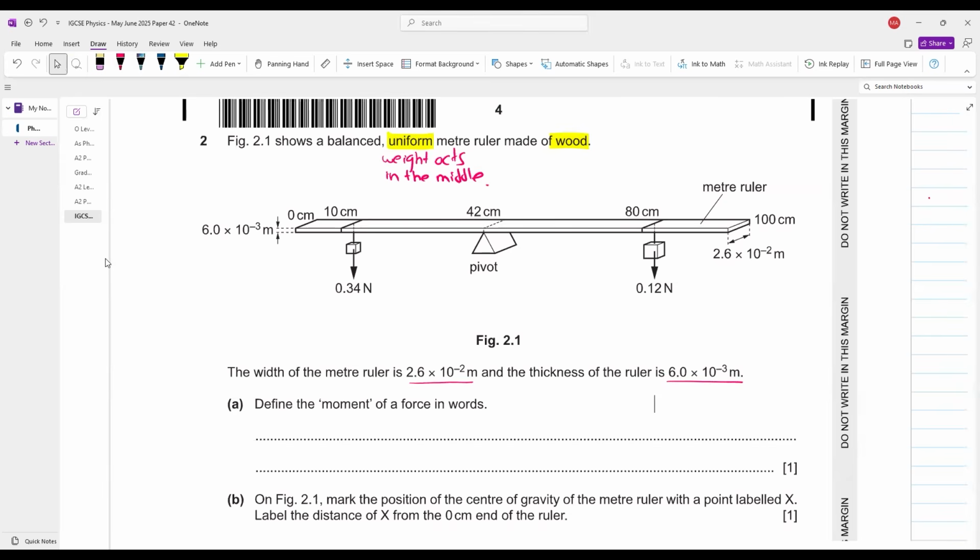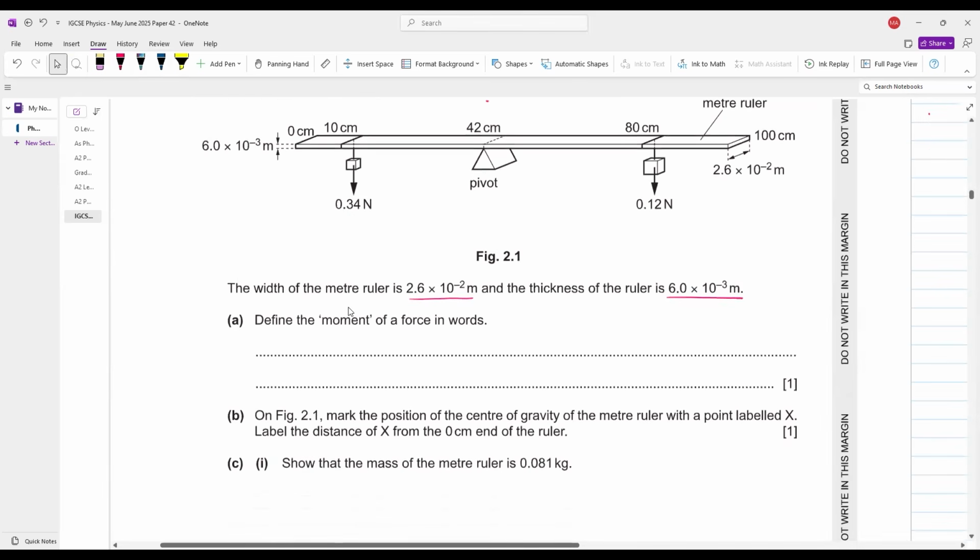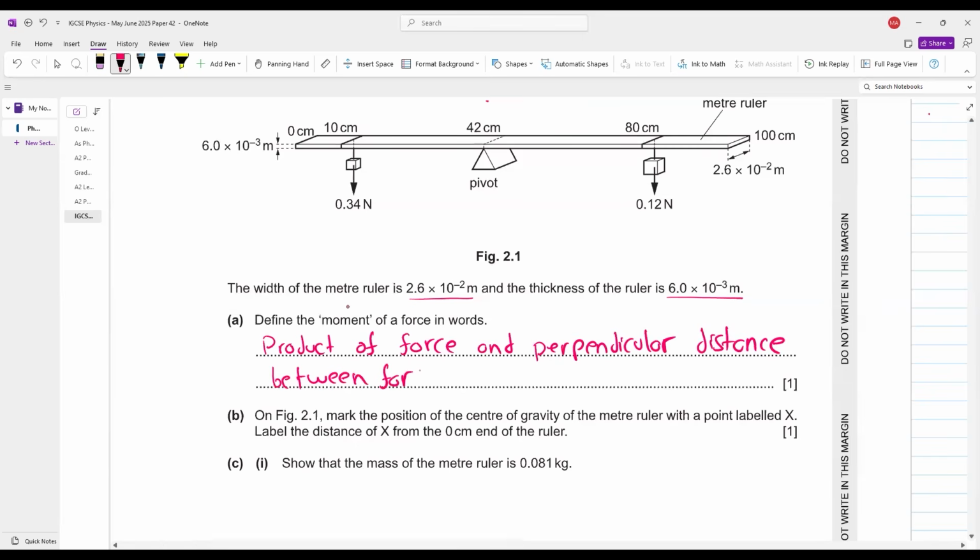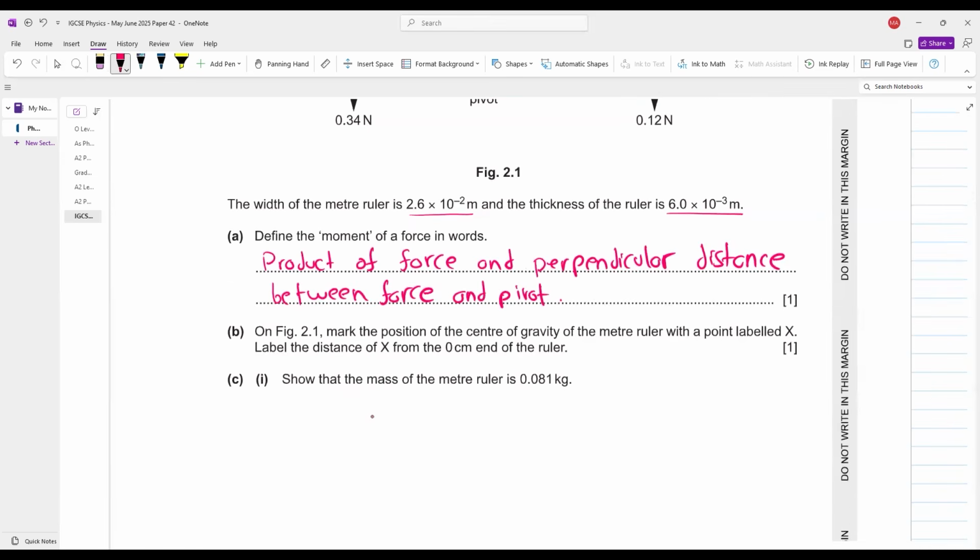Define the moment of a force in words. Moment of a force is what? Product of force and perpendicular distance, the perpendicular distance between force and pivot. Simple. Nothing complicated here.